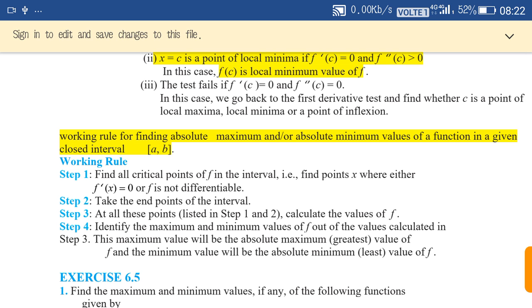We will find the value of the function and identify the maximum and minimum value from all those values. So which will be the maximum value? It will be called the absolute maximum, and which will be the minimum value among those? It will be called the absolute minimum.